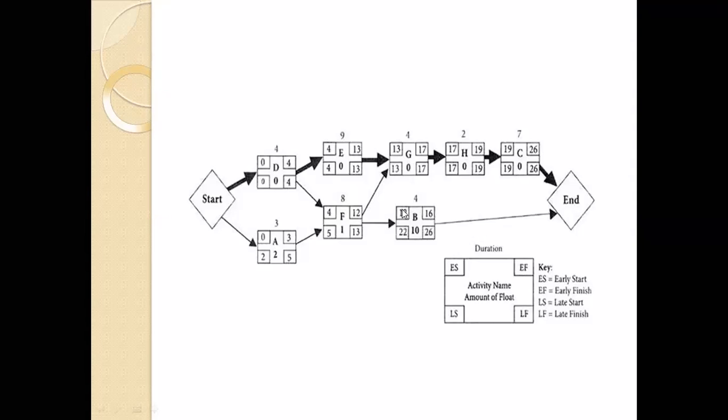If we start on the 12th day and it takes 4 days, the earliest finish will be 16. But if the latest start is 22, we can extend that activity. If the earliest start is 22 and it takes 4 days, then the earliest finish will be 26. This is the way it works.